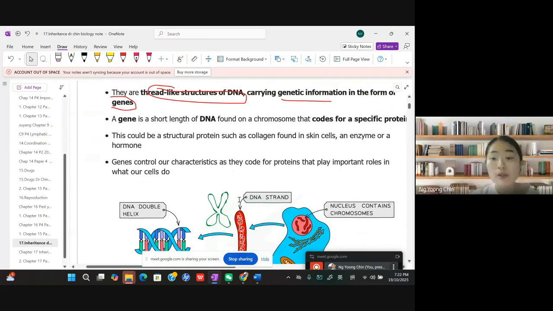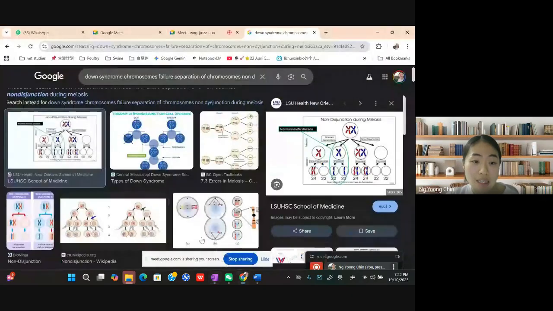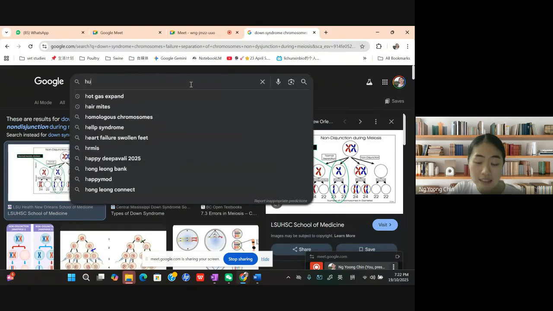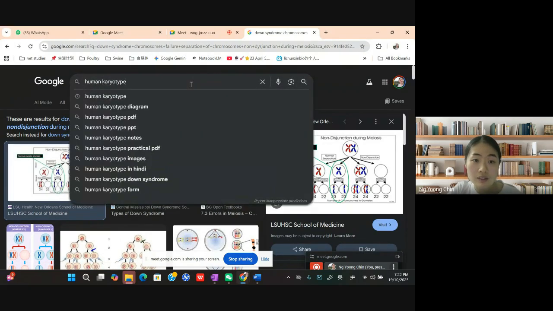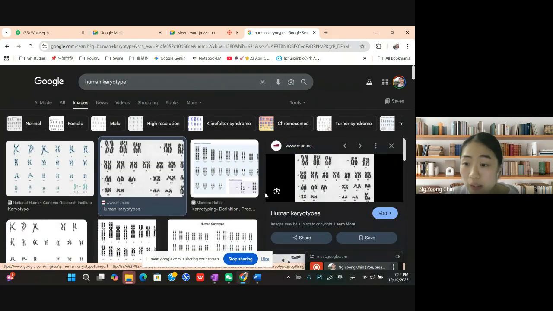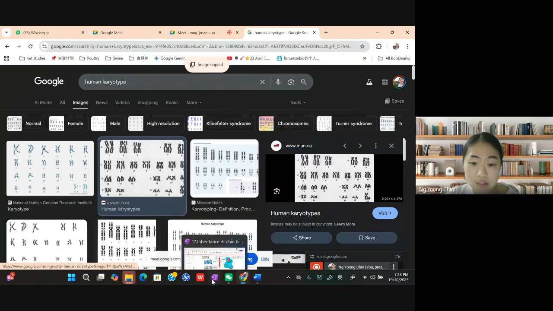So you can see that chromosome, okay, this is chromosome. In the normal humans, our chromosome number will be 46. This is our human karyotype. How many? It's about 46. So we have about 23 pairs, like this, 23 pairs.